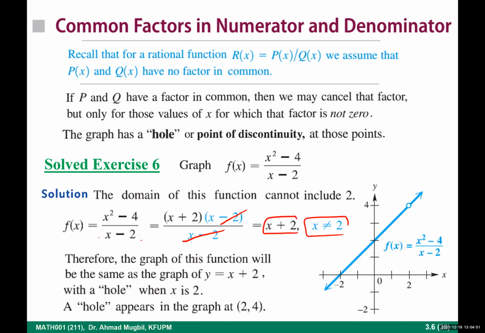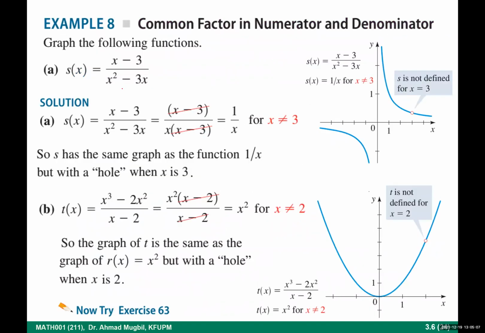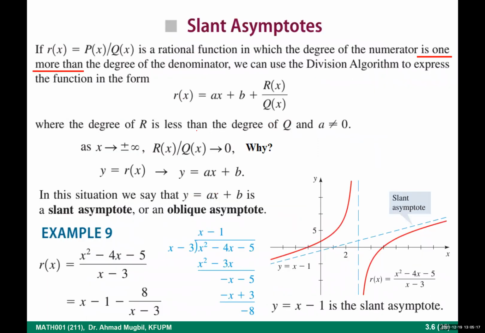The original function that you have, its graph will be the same as the resulting function, but of course, except at the point that you exclude, except at 2. And in this case, you have what is called a hole or a point of discontinuity. We had two more examples about this in the previous class. So here, after the cancellation, we still have a horizontal asymptote at 0, but at 3, we have a hole.